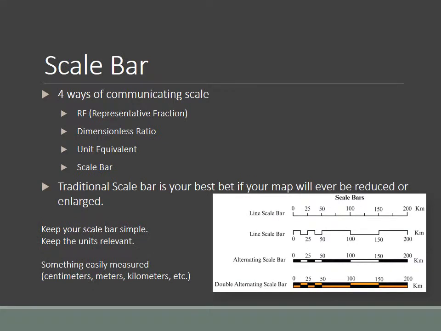There are many ways to communicate scale. A traditional scale bar is probably the best bet if your map will ever be reduced or enlarged, because the scale bar will automatically reduce or enlarge as the map is copied. A good rule of thumb is to keep the scale bar simple and keep the units relevant. Units should be easily measured and easily understood by your map audience. Where possible, make sure to include round numbers. If you look at the scale bars in this example, all of them include round numbers that are easily consumable by a map reading audience.